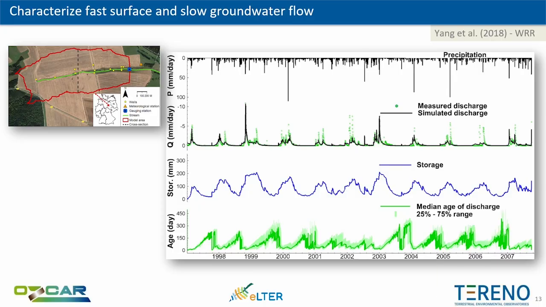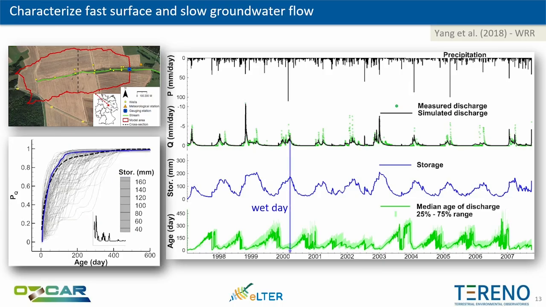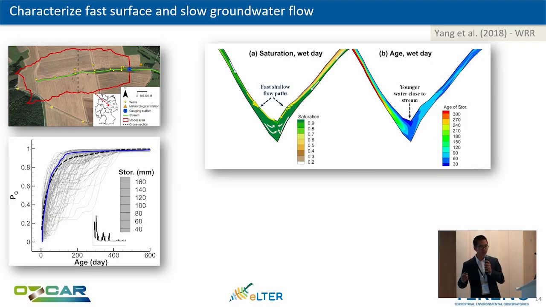Here they are able to derive the transit time for any modeling time step, and this is the cumulative distribution of the transit time. Let's have a close look at 2 days: a wet day, where we have very short transit time or very fast flow, and a dry day, where we have very long transit time. So here they can nicely link the transit time to the flow path characteristics of the catchment.